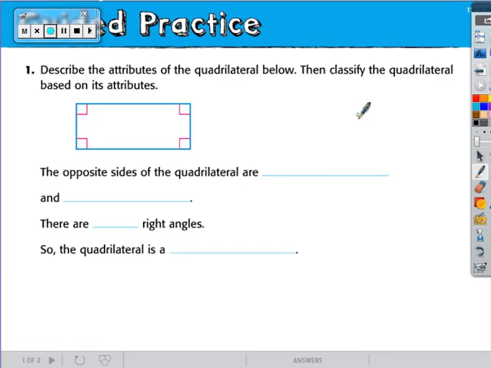Now, we're going to look at another quadrilateral. Opposite sides of the quadrilateral are what? Parallel. They're all parallel, which means that we know it's at least a parallelogram, huh? Yeah. Okay. So they are parallel. They are also what? Congruent. They're also congruent.